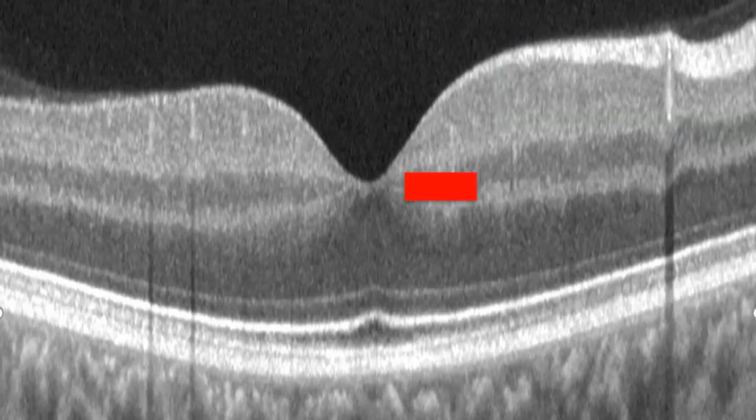Who is that? That's the horizontal cell. Okay. So it starts and finishes in what layer? In the outer plexiform. Correct. And then where is its cell body? Inner nuclear layer. Exactly. Perfect.